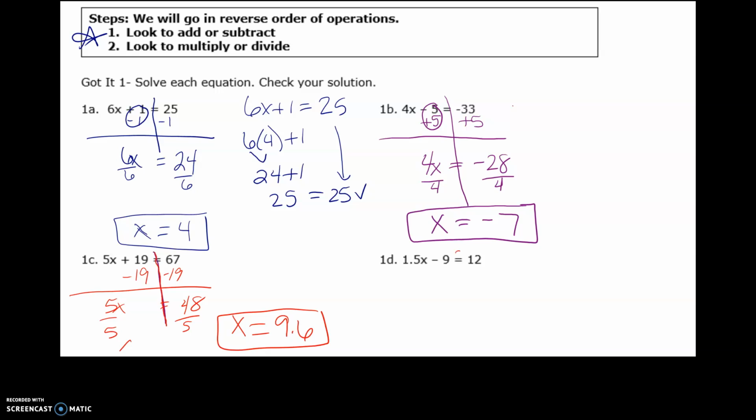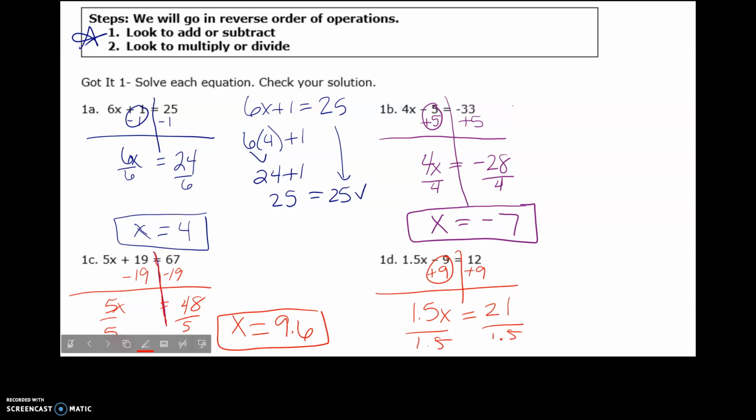All right, 1D. I add the 9 to both sides. I get 1.5x. 12 plus 9, 21. Divide by the 1.5 that's attached to x. I get 14. Again, you can check those, plug them back in, 1.5 times 14, and subtract 9. Should get you to the 12.